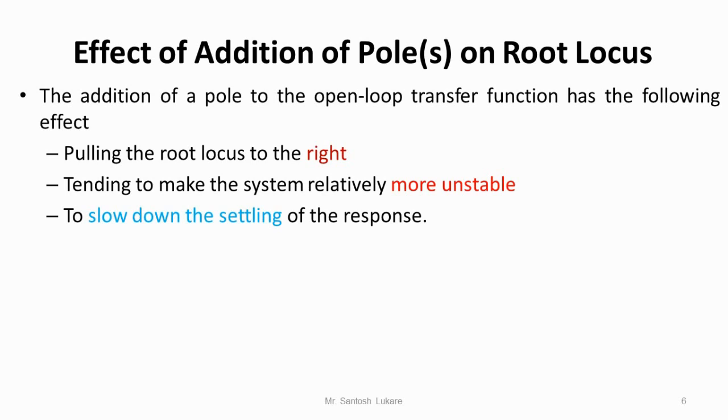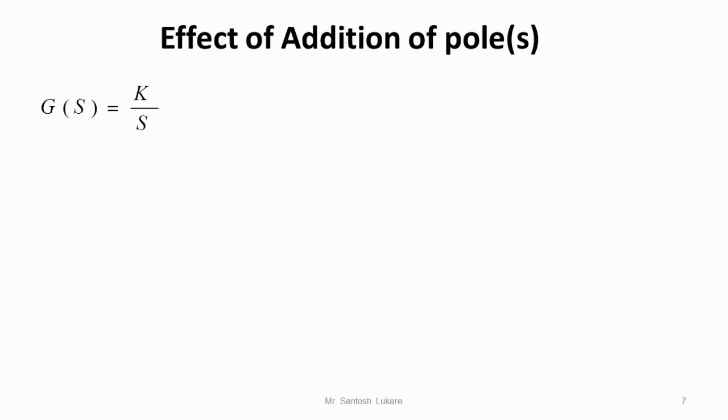with the help of an example. Let us consider the original transfer function, or the original system, with pole-zero location like G(s) = K/s. Here it is observed that it is a first order system with one pole at the origin. So it is a kind of integrator, and K is the open loop gain of the system, which can be varied from 0 to infinity.